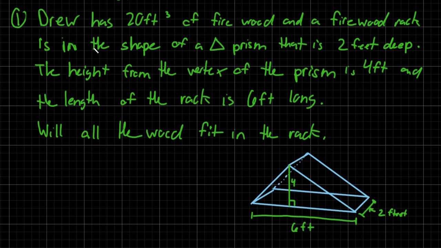So I told you that Drew has this much firewood, and it's in cubed, right? So that's the volume of his firewood. I want to know if he can fit all of that inside of this rectangular prism. How can I figure out if all the wood would fit? What do I have to find?